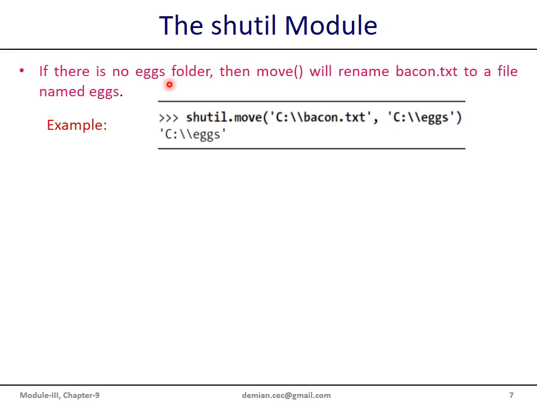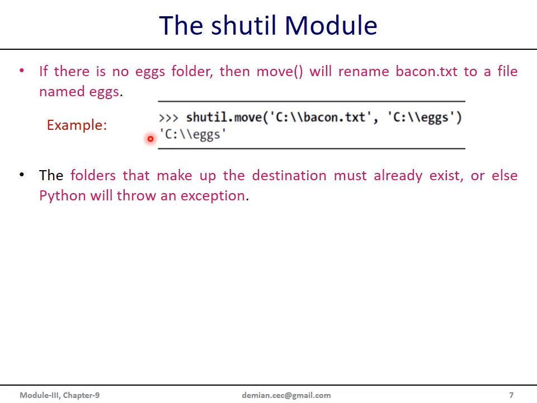If there is no folder named X, then move will rename the text file to a file named X without any extension. Remember, the destination folder must make up the destination with the presence of all the intermediate folders along the path. If the folders are not present, that means they do not already exist in the directory structure along the path, then Python will throw an exception.